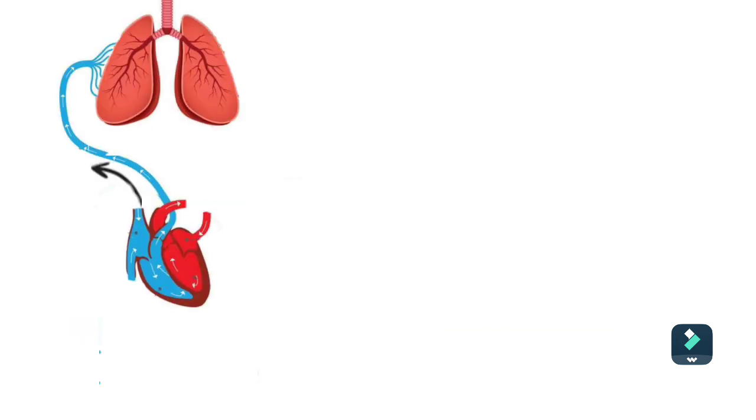Normally, the right ventricle pumps blood into the lungs for oxygenation, where oxygen is added and carbon dioxide is removed from the blood.